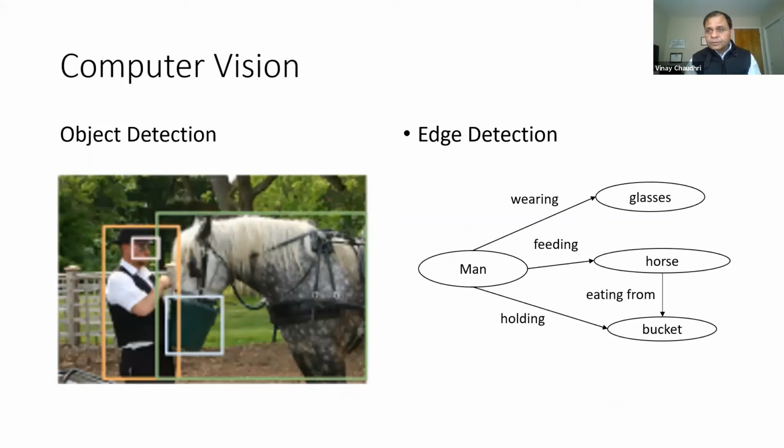And then next, we want to see how the objects are related to each other. So in this picture, we can see that a man is wearing glasses. The man is feeding a horse. Horse is eating from a bucket, etc. Right? And computer vision is getting better and better at identifying relationships like this.